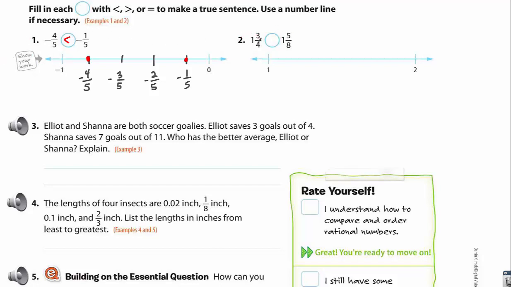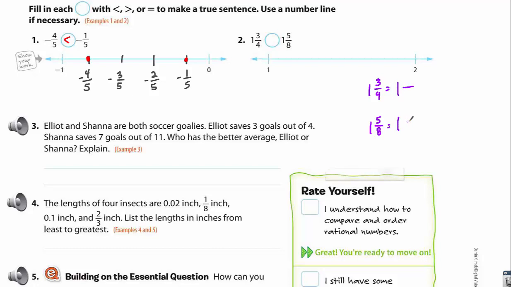Number 2, 1 3/4, 1 5/8. This one, I would say, change those so they have common denominators. And this is going to be a nice one because you've got 4 here and you've got 8 there. The ones you don't have to worry about. So let's do this together. Let's use the space right here. 1 3/4, 1 5/8. We want to change them into the common denominators.